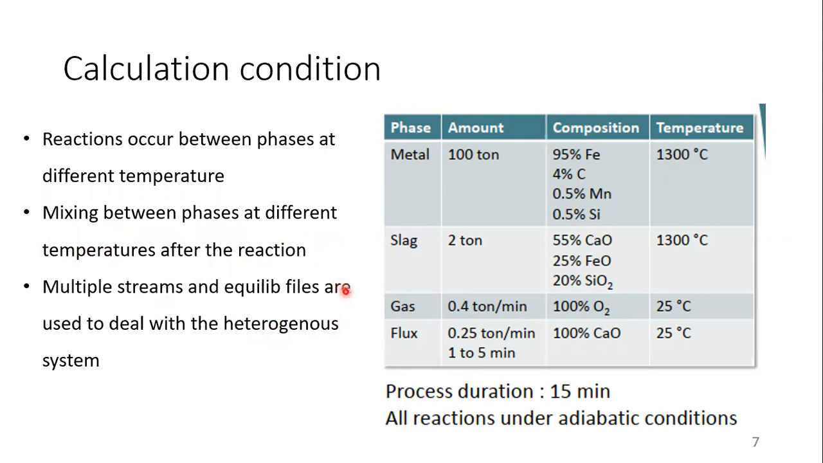To do these kind of calculations, various streams are created and the various equilibrium files are created to deal with such a heterogeneous system in terms of both composition and temperature. The process is considered under adiabatic conditions as well, so that temperatures etc. can be calculated. As you know, there are several exothermic reactions that occur, such as oxidation of silicon and carbon.